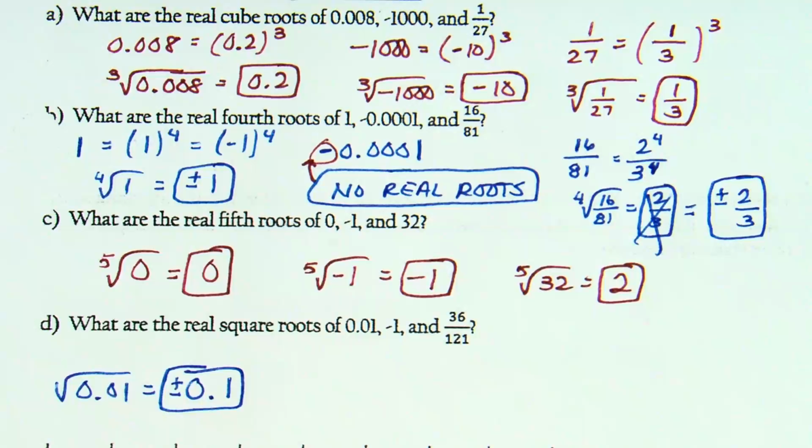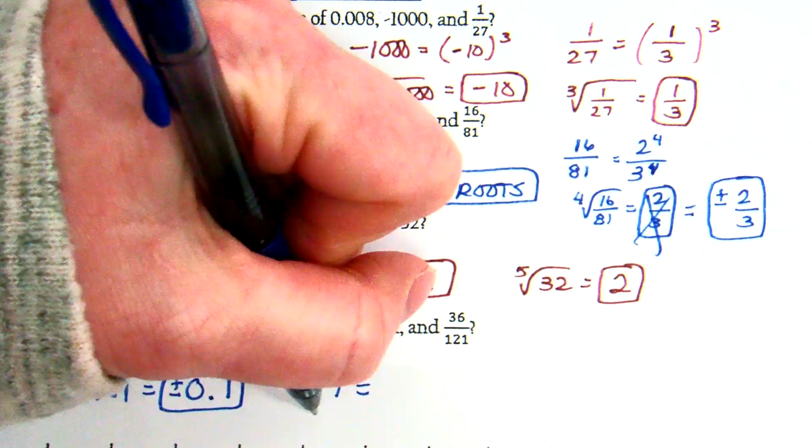Okay, square root of -1. Square root of -1 was what? Okay. No real roots, because we're back to even roots, and you cannot take an even root of a negative. So no real roots. Square root of 36 over 121. Square root of 36 is 6. Square root of 121, you know it, right? 11. Did anyone say it?